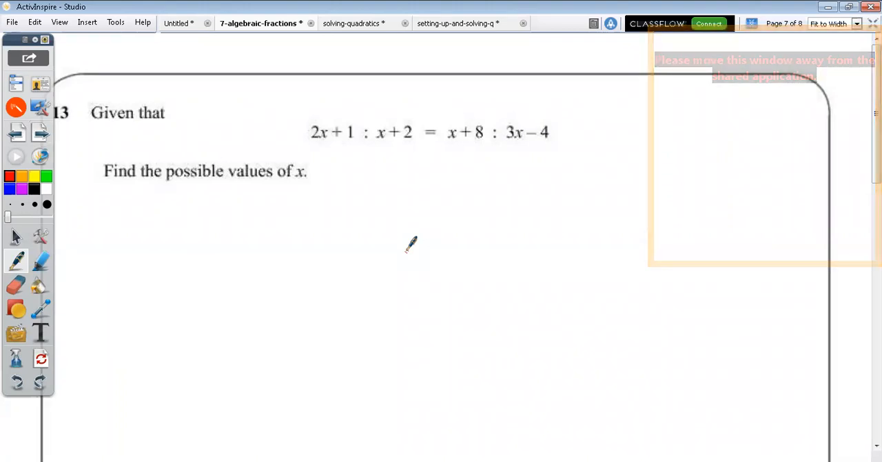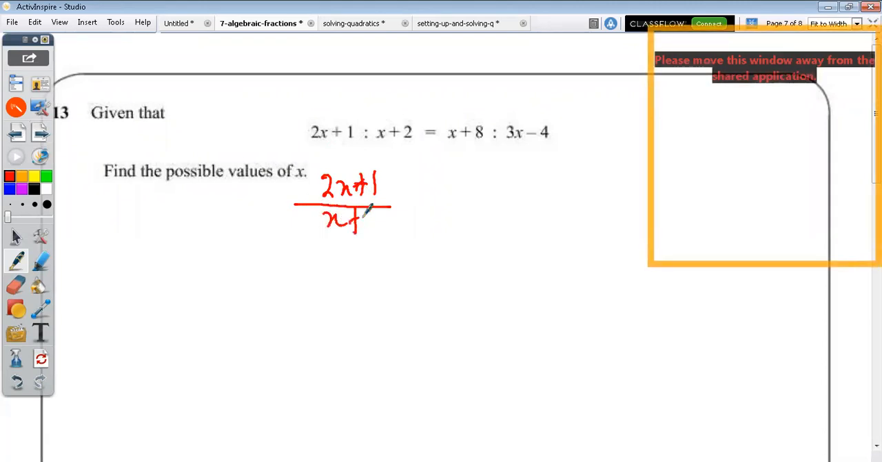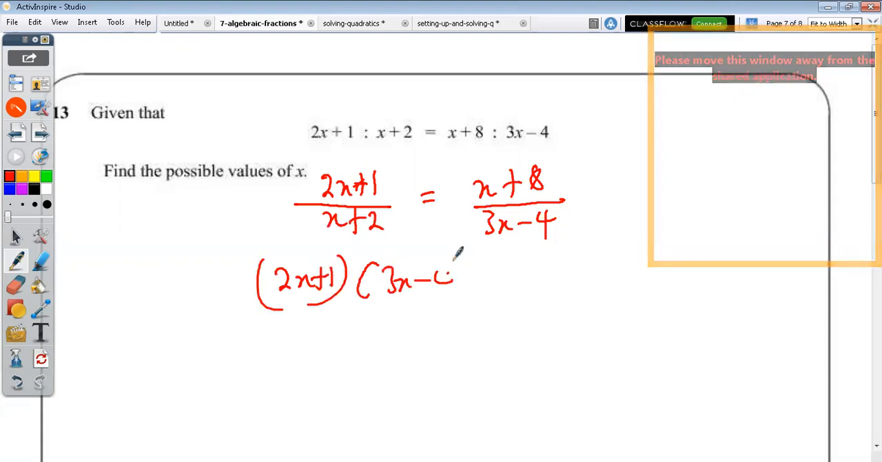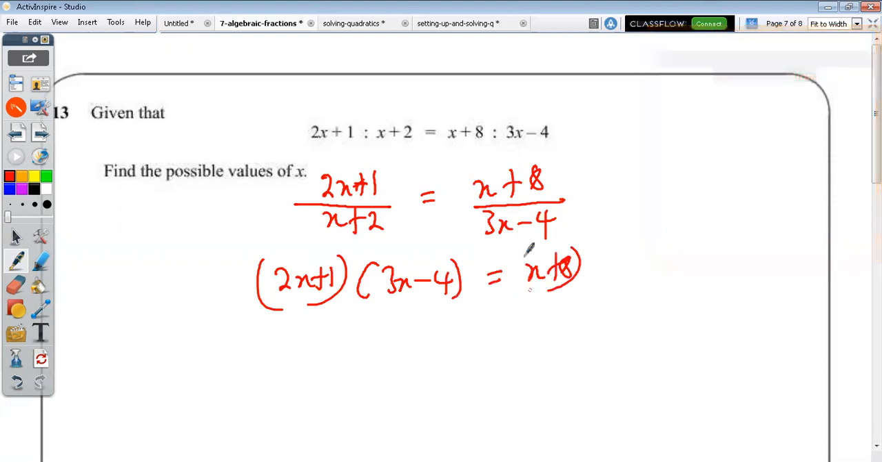Now look at the question like this. Ratio simply means I am saying x plus 1 divided by x plus 2, that's what it means, is equal to x plus 8 divided by 3x minus 4. Cross multiply. So it means if I cross multiply, it is 2x plus 1 brackets 3x minus 4 is equal to 8x plus 8 brackets x plus 2.